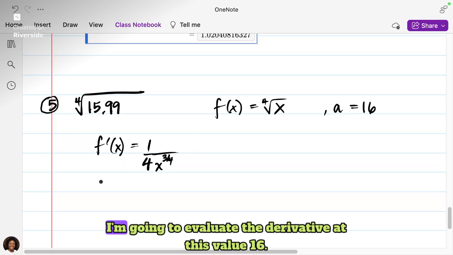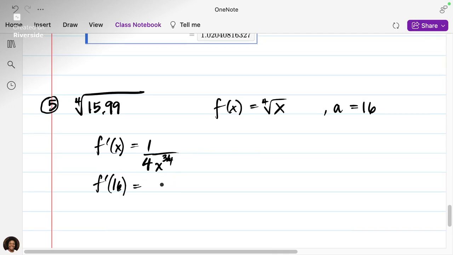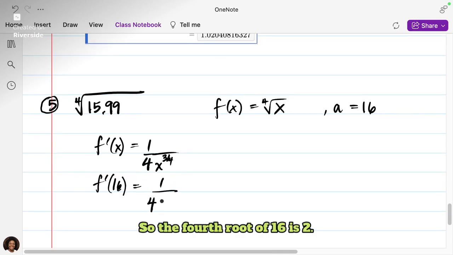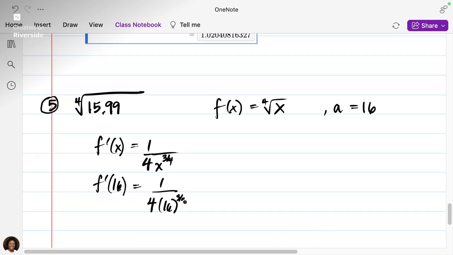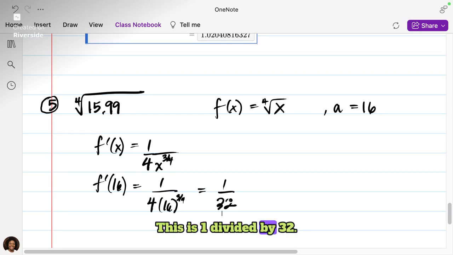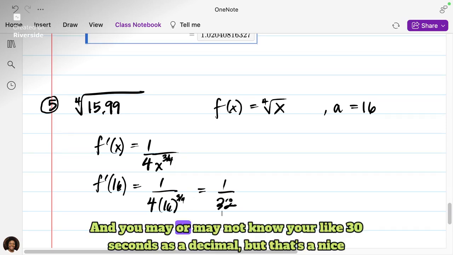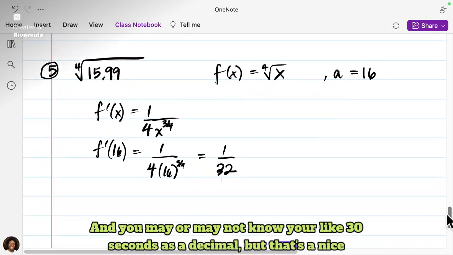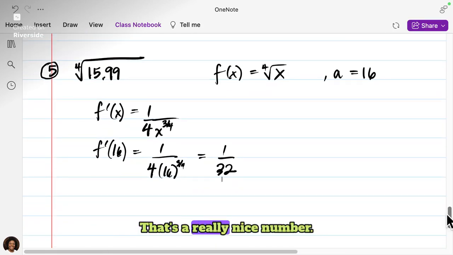I'm going to evaluate the derivative at this value 16. So the fourth root of 16 is 2. 2 cubed is 8. This is 1 divided by 32. And you may or may not know your 32nds as a decimal, but that's a nice number. That's a really nice number.